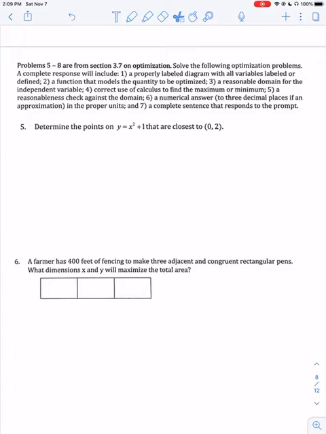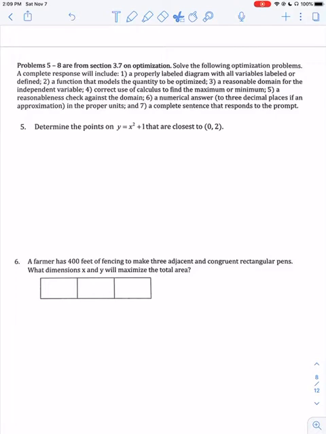So step 1 is you should have a properly labeled diagram, and then it should have all of your variables on it somewhere so that we know what each variable stands for. We need a function that models the quantity to be optimized, so we need the optimization function. Number 3 says a reasonable domain for the independent variable. I don't mind, you don't have to write that down, but you should think about that.